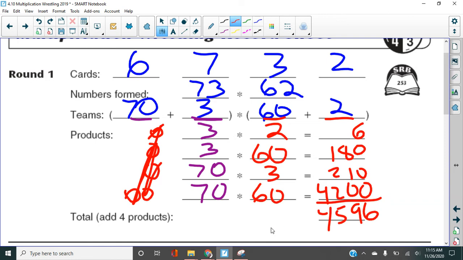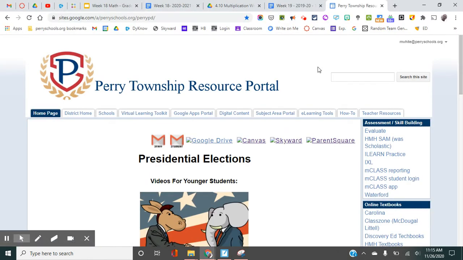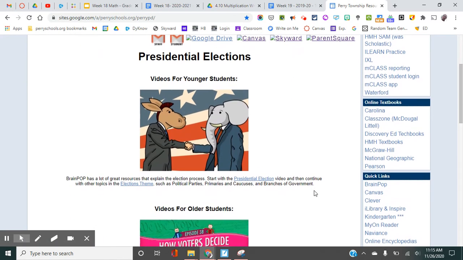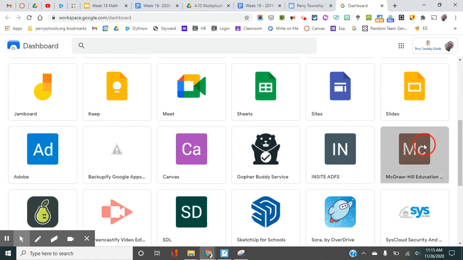Now this is how you're playing if you've been told to play on paper. If you're watching this though, you're probably going to be playing online. And so when we go here to Perry Township Resource Portal. Remember, our math book, Everyday Math, is through a company called McGraw-Hill. McGraw-Hill. That's the one you want. Then you get this huge dashboard. You find the MC. It might be in a different spot than it is on mine.